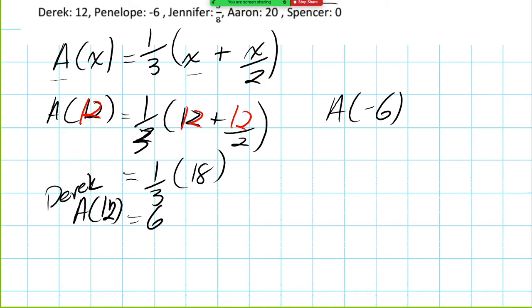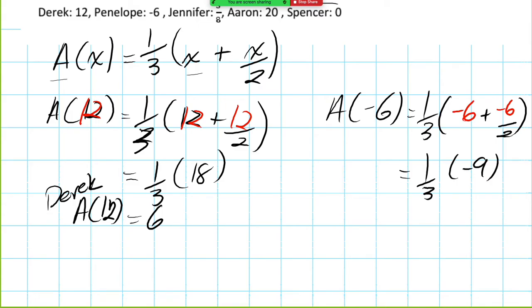Okay, so we've figured out Derek. Let's say -6. Well, we get a third of -6 plus a -6 over 2. We get a third. -6 over 2 is -3, becomes -9. Which becomes -9 over 3 is -3. So we know Penelope's answer, A at -6, is already lower. Penelope, we'll just put it like that. We have to do Jennifer, Aaron, and Spencer.